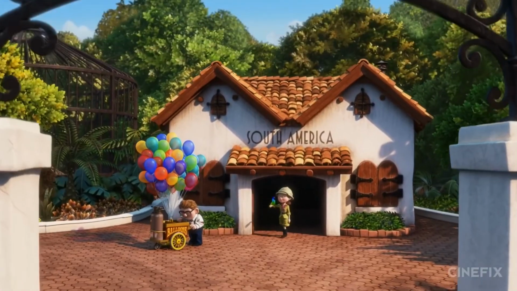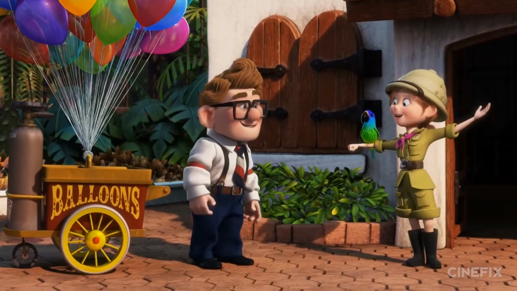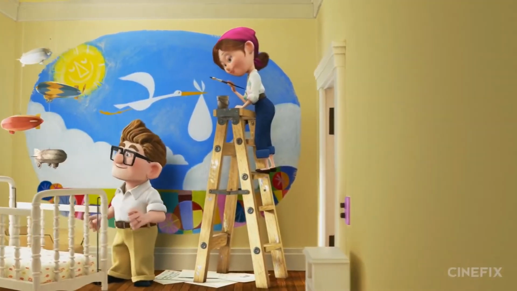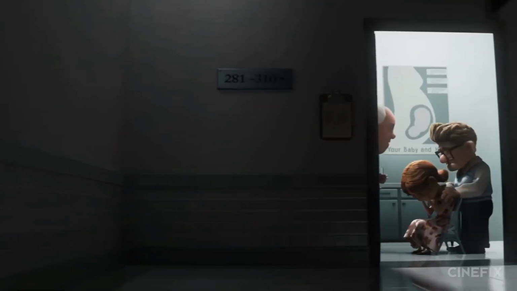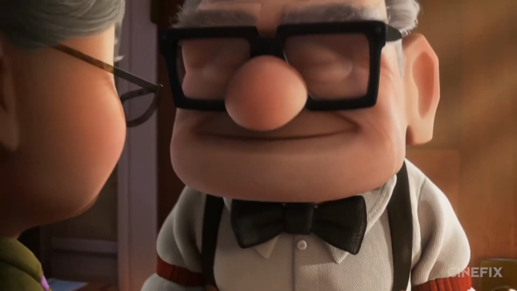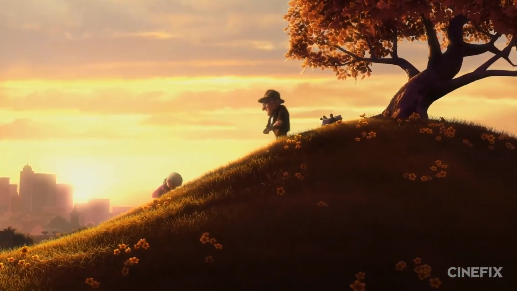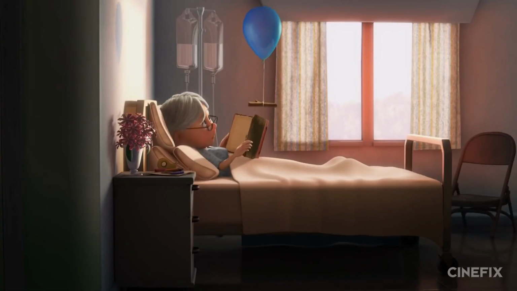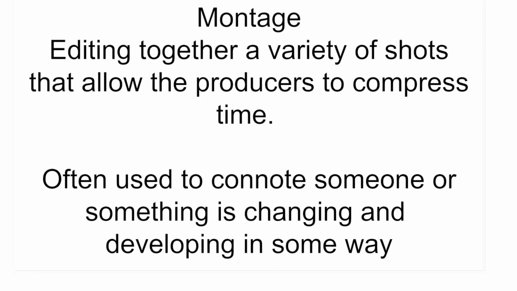And this is the very beginning of the film. This allowed the filmmakers to compress 60 or 70 odd years of Carl and Ellie's lives into the first 2 minutes of the film. And it set up the audience to understand why Carl is the way he is. Montages are often used to show somebody developing or improving over time. So if you want to show somebody training, for example, to be a boxer, you might make a montage of all of their training that they do. So montages are often used to show someone or something developing or changing over time.